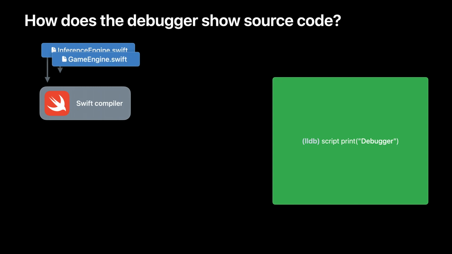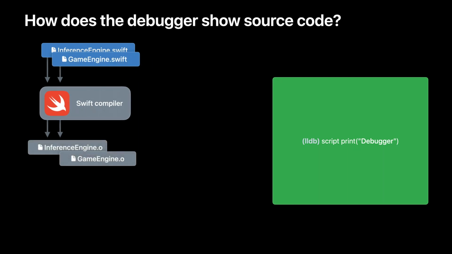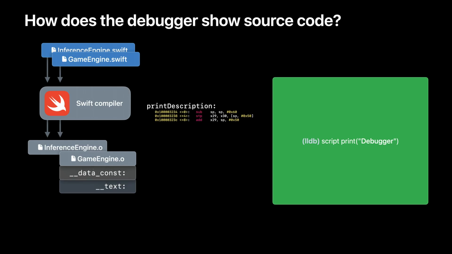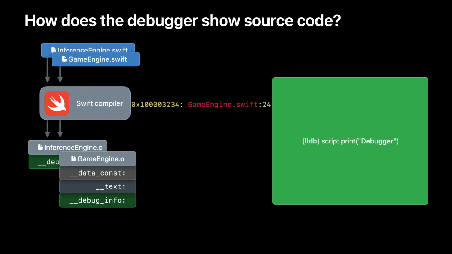And let's start by figuring out why I couldn't see any source code. What does LLDB need in order to show source code? When the compiler compiles a function, it generates machine code. And it leaves breadcrumbs for the debugger, so an address in the executable can be mapped to a source file and line number and vice versa. These breadcrumbs are called debug info.